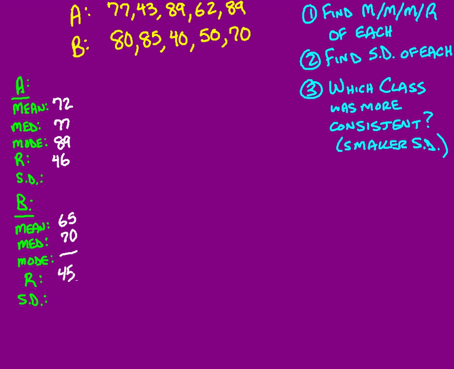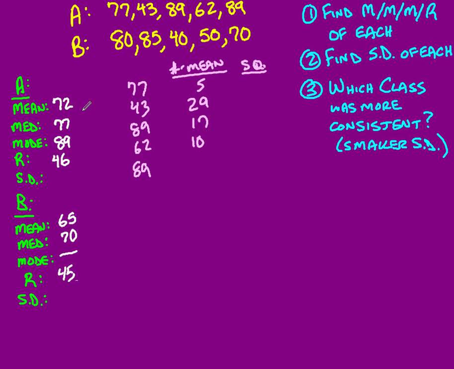Now, finding standard deviation, let's do the math behind it. For part A, again, list the numbers first: 89, 62, and 89. I need to subtract each number from the mean, and then I'm going to square it, so it doesn't matter if it's positive or negative. So 77 from 72 is 5. 72 minus 43 should be 29. 88 from 72 is 17. 62 from 72 is 10. And 89 minus 72 gives you, again, 17.